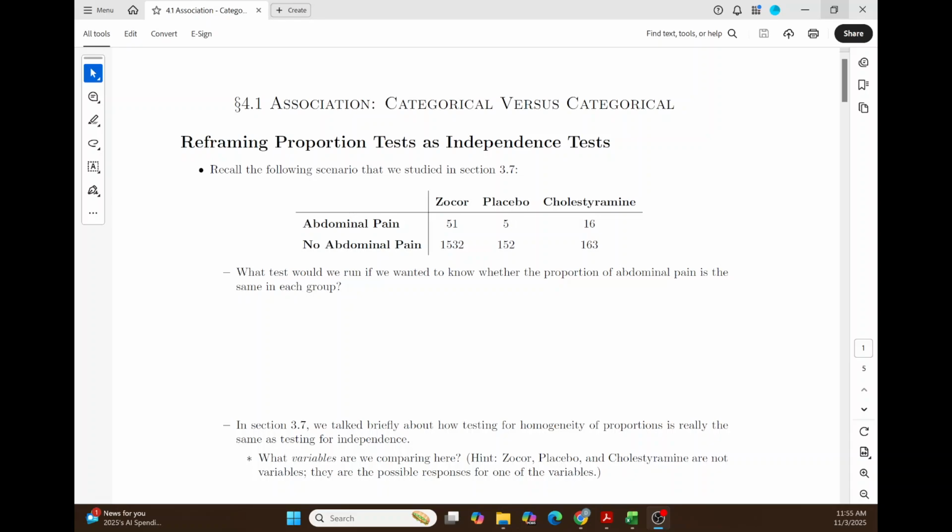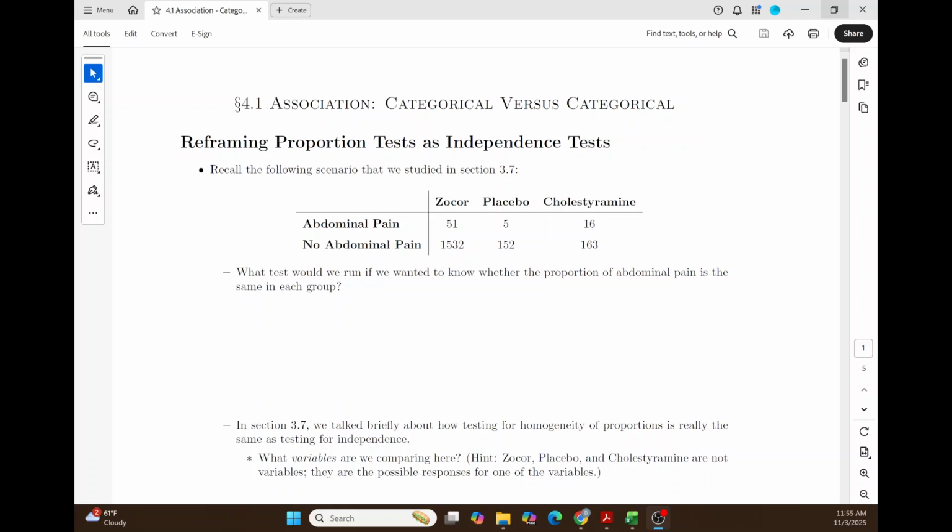And we're going to start, the way you determine if two variables have an association depends on what kind of variables you're working with. So we're going to start with the case where we're comparing a categorical variable to another categorical variable. And most of these tests, most of the procedure that we'll take is actually just a rehashing of hypothesis tests that you're already familiar with from Unit 3. So we're going to reframe some proportion tests as tests for independence in this section, 4.1. So let's get to it.